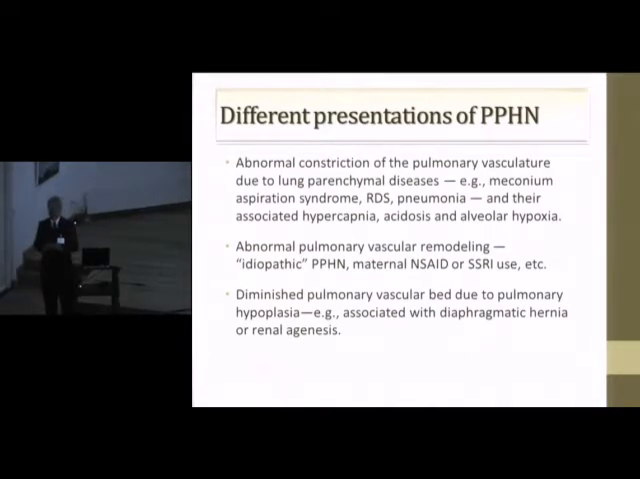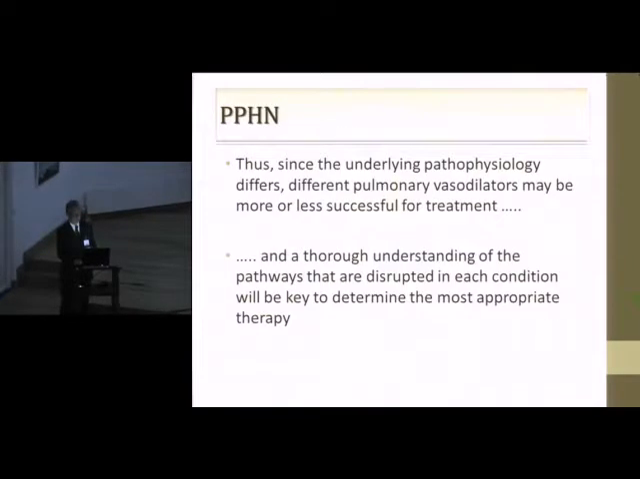Judy also mentioned the different presentations of pulmonary hypertension where you have abnormal constriction of the pulmonary vasculature due to significant lung diseases, meconium aspiration syndrome, RDS, and pneumonia, and the associated hypercapnia, acidosis, and alveolar hypoxia. Then there's so-called idiopathic PPHN, where there's abnormal pulmonary vascular remodeling. Sometimes this can be associated with maternal NSAID use, and now there are even case reports of maternal SSRI use being linked with pulmonary hypertension. And then there are babies that have abnormal and diminished pulmonary vascular beds due to pulmonary hypoplasia associated with things like congenital diaphragmatic hernia or renal agenesis.